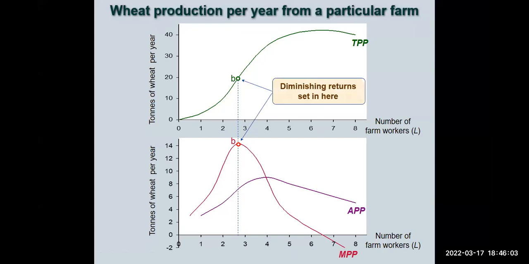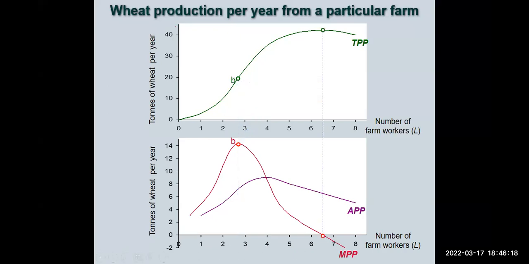So this is the point where diminishing returns set in, and after that your marginal product curve turns negative. The slope turns negative. The marginal product becomes negative after this point. This point, the point D, is the maximum output, and after that your marginal product has actually fallen.